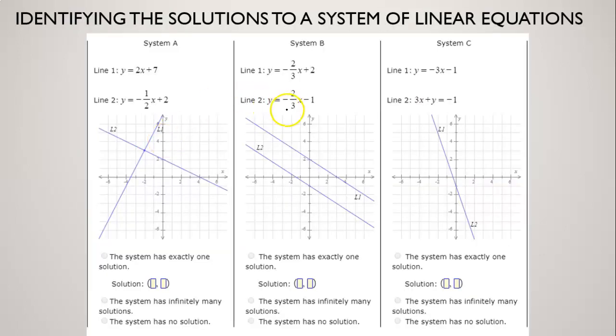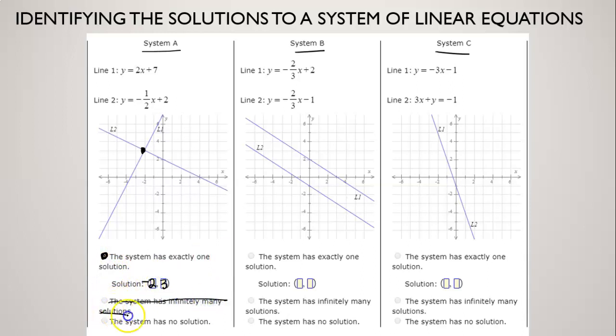If you want to identify the solution to a system of linear equations, what you're looking for is the point where the lines intersect. If we have three different systems here, and a system is just two equations graphed on the same graph, so they both need to have an x and a y, and we graph the first one, it has a y-intercept of 7 and a slope of 2, and the second one has a y-intercept of 2 and a slope of down 1 and to the right 2. We look for where those intersect, and it's at one point. So this system has exactly one solution, and that solution is at the point (-2, 3).